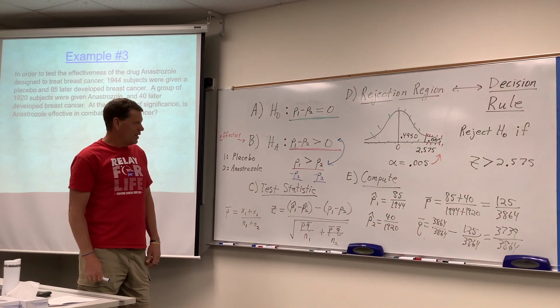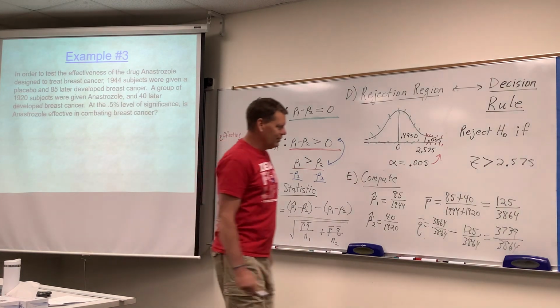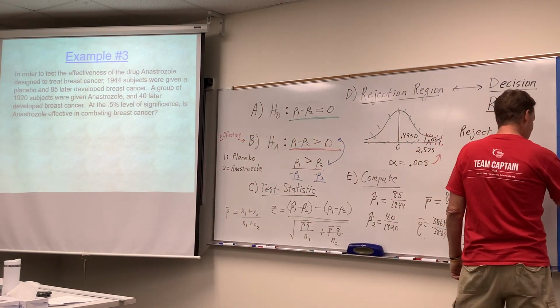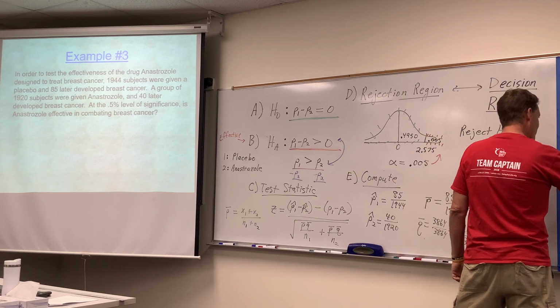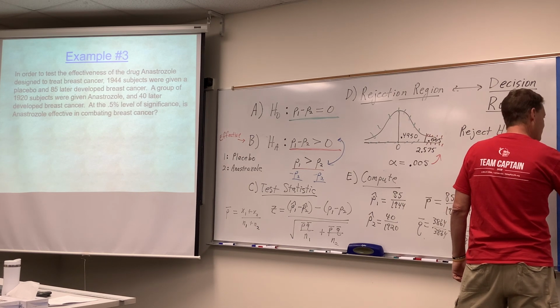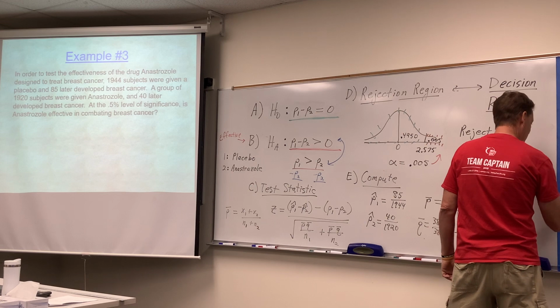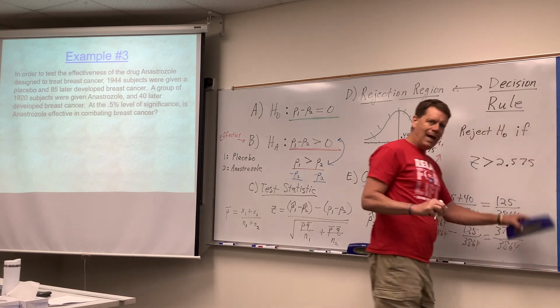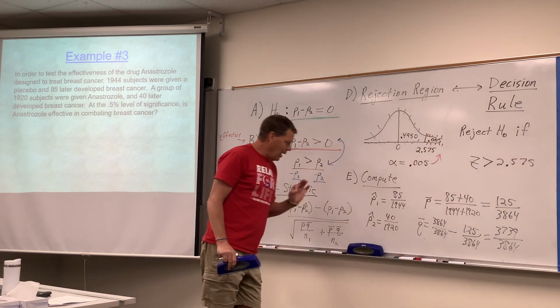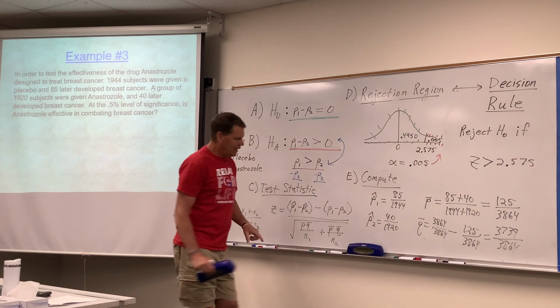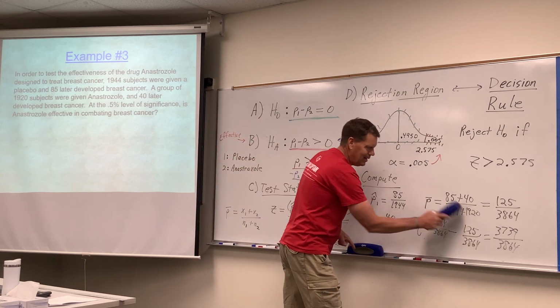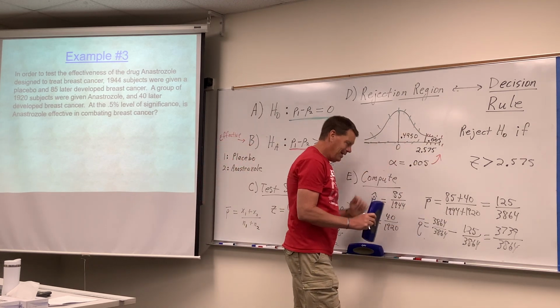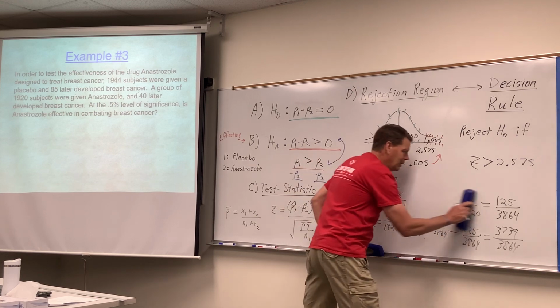This is nerve-wracking because I'm not sure. I'm going to write these off to the side where you can't see them so I can plug them back in later. P bar equals 125 over 3864, and Q bar is 3739 over 3864. You can't see this, but I have to look back at them to remember them. So I believe what I'll do now is erase this area. I wrote them down over there, okay? You have them. Here we go.